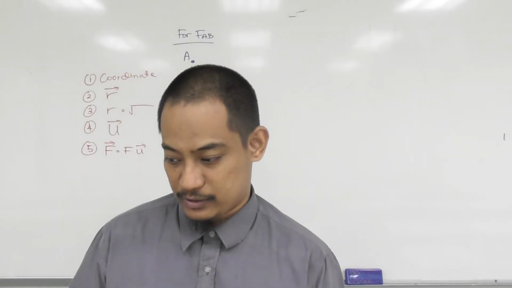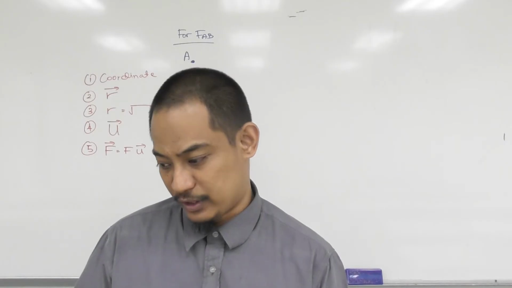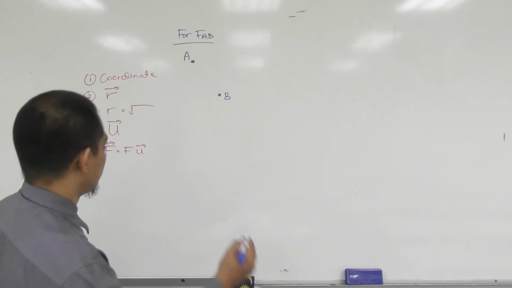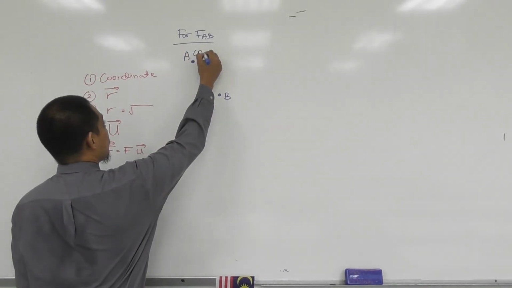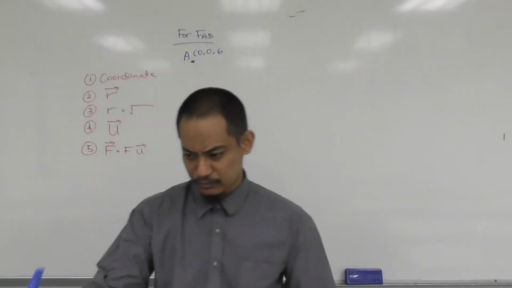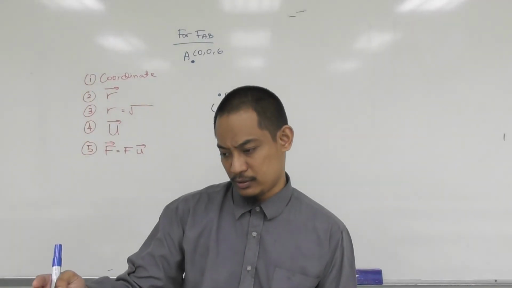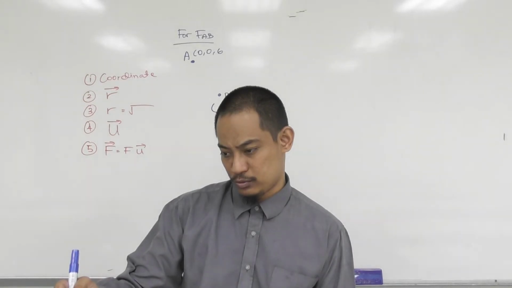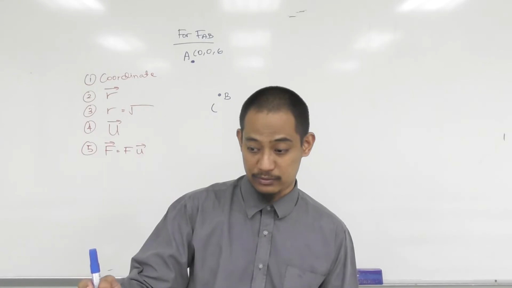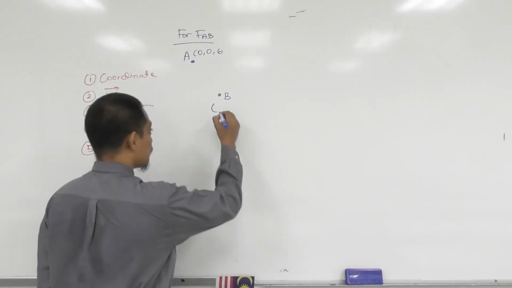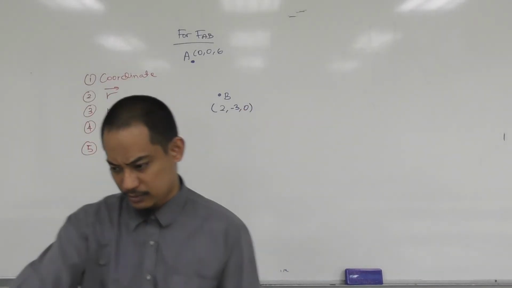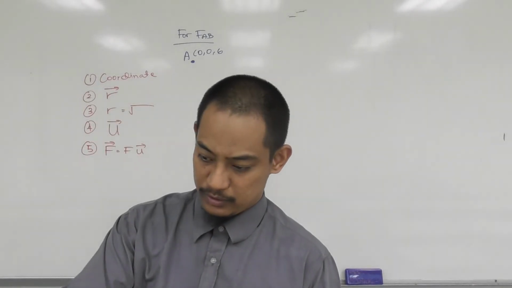So, the coordinate of A is 0, 0, 6. So, this is similar. 0, 0, 6. Coordinate B is 2, minus 3, 0, right? 2, minus 3, 0, I think. Let me check. 2, minus 3, 0.